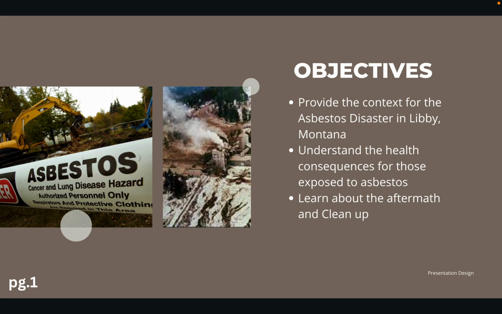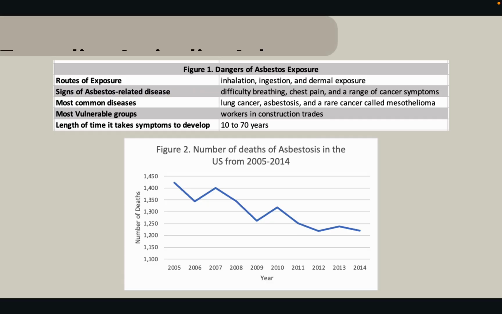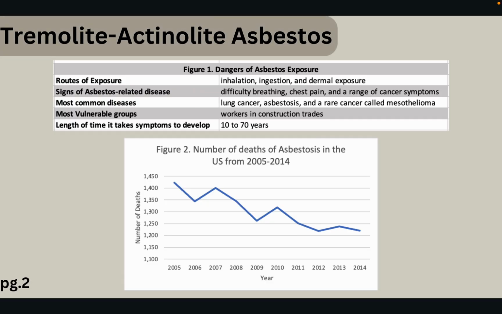The objectives of this presentation are to provide context for the asbestos disaster in Libby, Montana, understand the health consequences for those exposed to asbestos, and learn about the aftermath of the cleanup. In Libby, Montana, there was an exposure to a naturally occurring asbestos called tremolite actinolite, which, while mining, was released into the air and contaminated the air source.